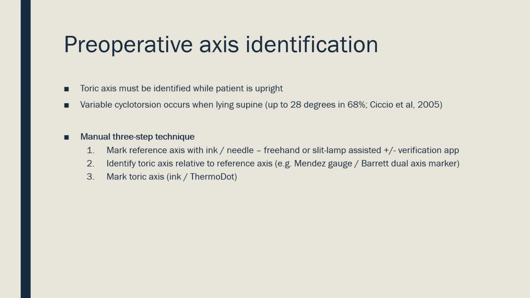These reference marks are then aligned relative to the required toric axis, and again there are various devices to enable this, with the Mendes gauge probably being the most widespread. And then further marks are placed intraoperatively to guide toric placement, and this is usually done with ink, but again there are options. The Thermodot from Bobby Osher is a bipolar cautery device that creates a small ink-free mark, and the advantage is that the marks are very precise and long-lasting, although I found that ink is usually more than adequate for this purpose.